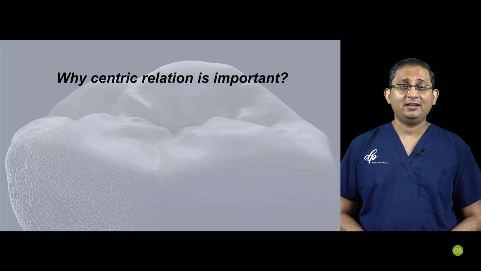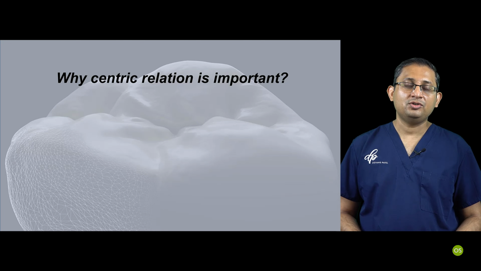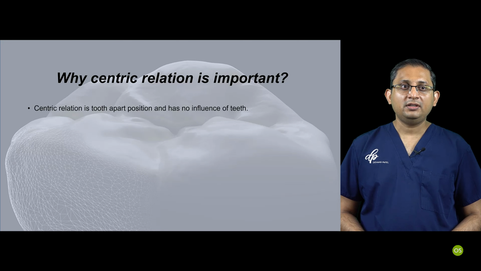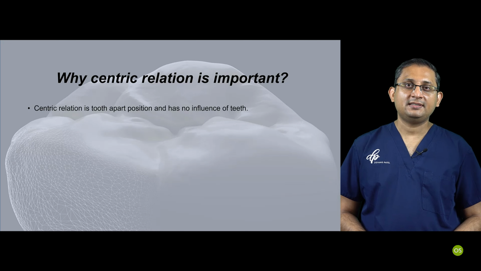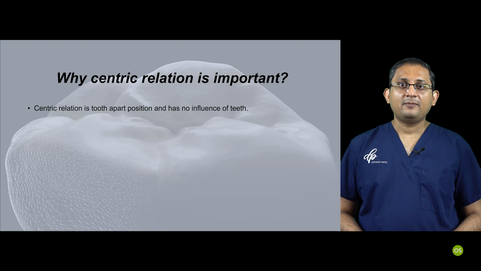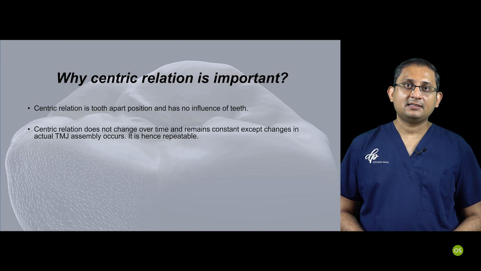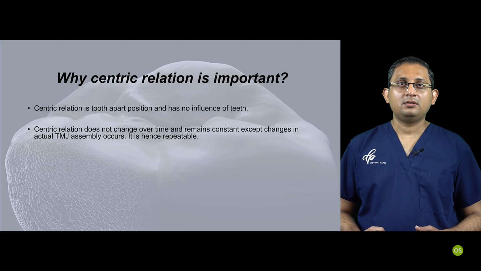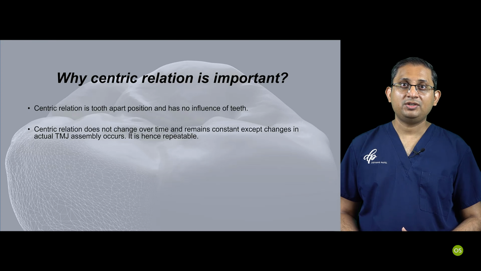So really, why are we bothering about centric relation, and why do we need to care about whether the patient is in centric relation or centric occlusion? One of the reasons we need to understand this is that it's a tooth apart position and there is no influence of the teeth. Because of that, it doesn't change much over time. Unless the TMJ system has deterioration from various systemic diseases, the CR stays almost constant throughout life.